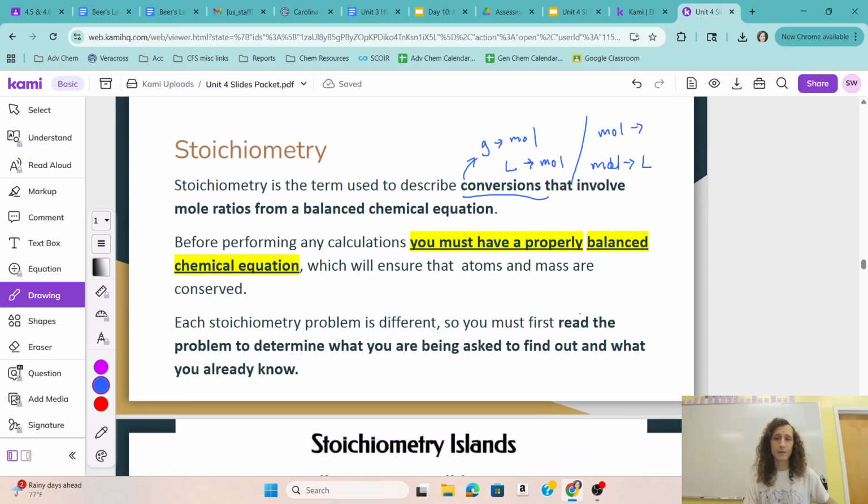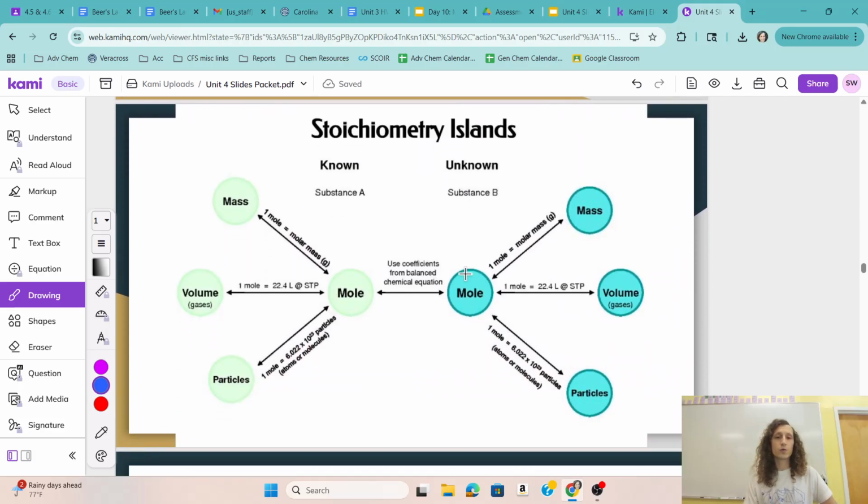Ultimately, we have to read the problem. Remember, RTFQ, read the full question, so you know what you're actually talking about. Now, those of you who had me for intro chem know this island sheet. This is a slightly older version, so I added something last year. Current 11th graders will recognize this, or we'll recognize another island here, but we'll talk about that.